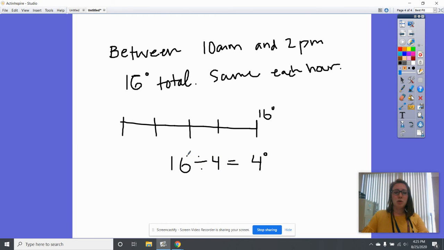And because we're talking about degrees, it's 4 degrees. So every hour, it increased by 4 degrees. Increase would be positive. You could just leave it as a positive 4, or you could say increased by 4 degrees. That's an introduction to looking at the operations in word problems.